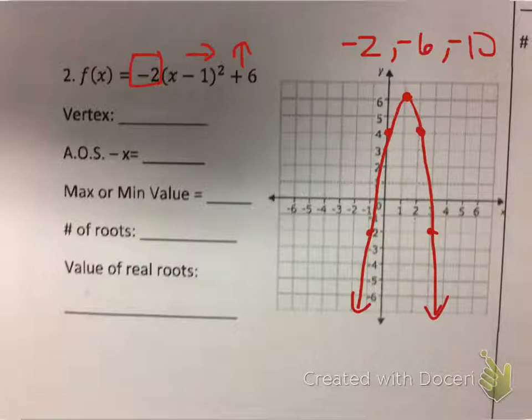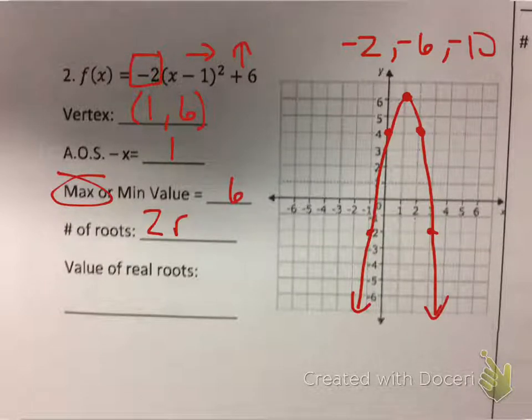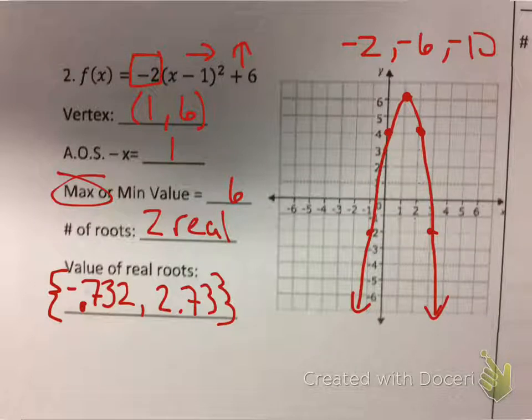Okay, so my vertex here is at positive 1, positive 6, the axis of symmetry is at 1, your max, that's because of the negative, is at 6, you have 2 real roots, and now you got to find those real roots. So if I do the trace function on my calculator, I would find out that the real roots are at negative 0.732 and 2.73. That's where they cross the x-axis, and we'll talk about what more of those mean in the next unit.